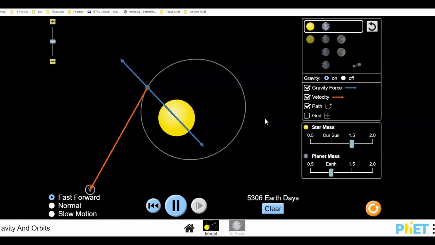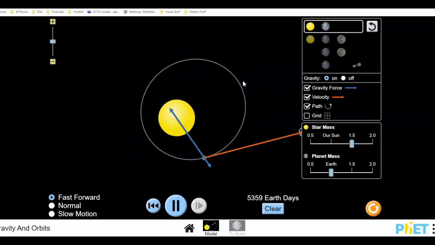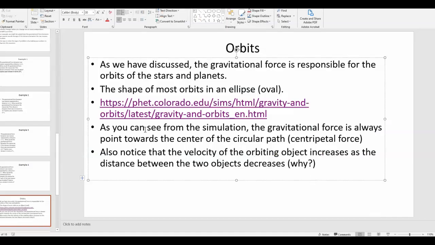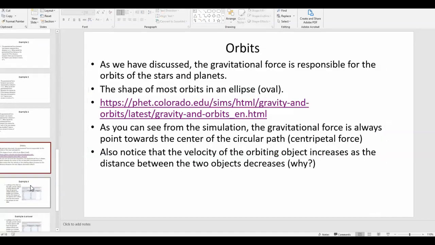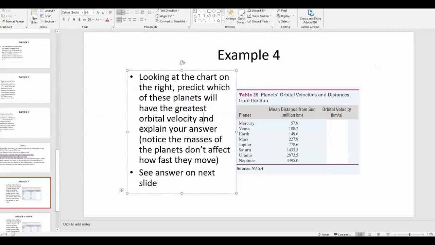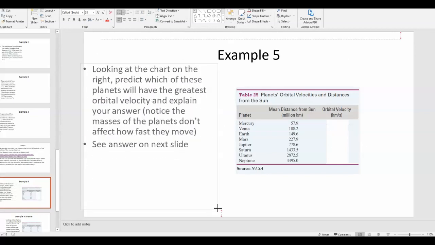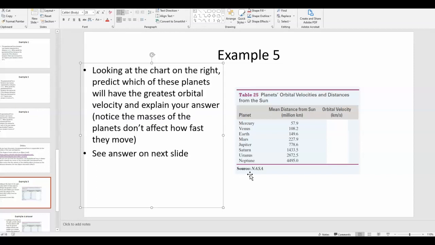And the farther away it is, the slower it's going to be moving. Okay, so let's take a look at two quick examples and we'll be done with this video. So this example, which is example 5, says, looking at the chart on the right, predict which of these planets will have the greatest orbital velocity and explain your answer. Notice the mass of the planets doesn't affect how fast they move.